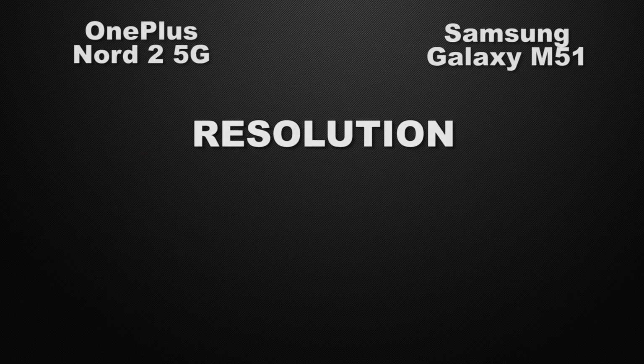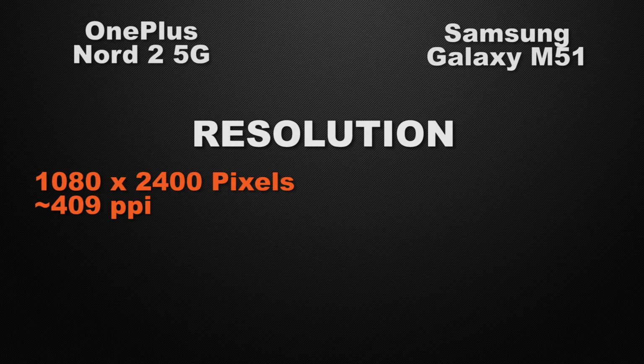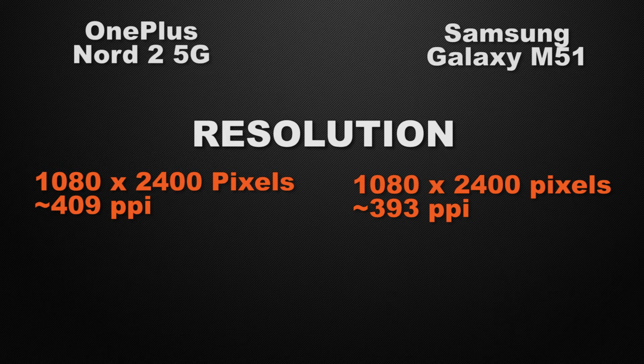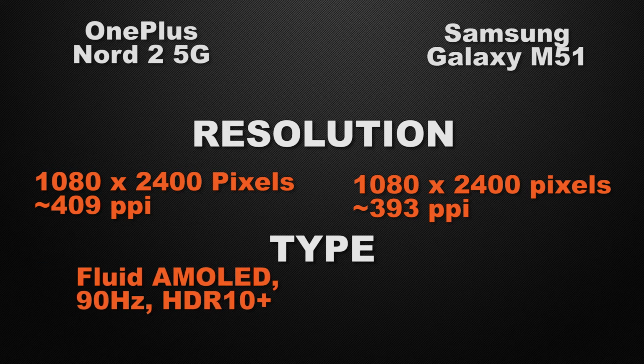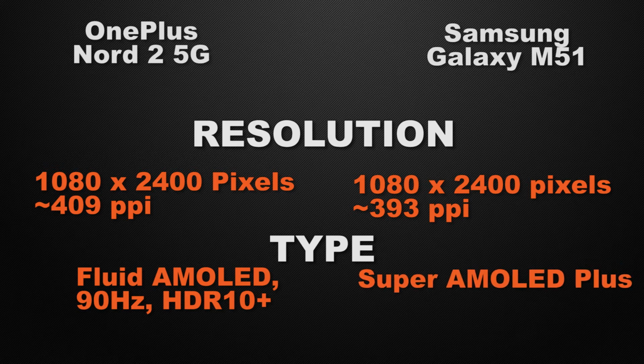Let's talk about the screen resolution of the devices. Nord 2 comes with a Full HD Plus display. On the other side, M51 also has a Full HD Plus display. So it's a tie. And about the display type of the devices, Nord 2 has a Fluid AMOLED display having a 90Hz refresh rate with HDR10 Plus support, whereas M51 has a Super AMOLED display.